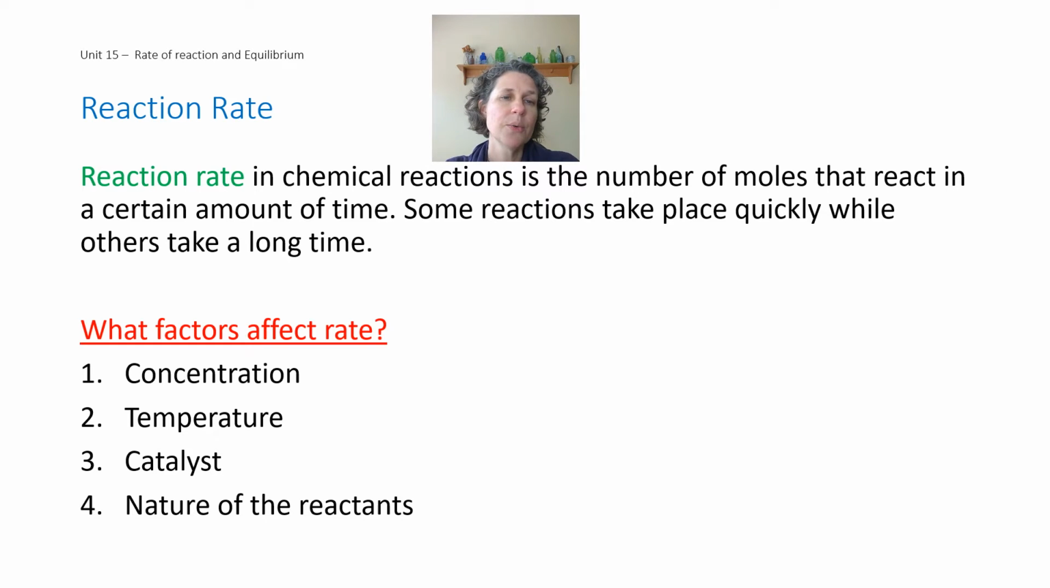And so with reaction rate, you are basically seeing how long it takes for a reaction to happen, how long it takes for the moles in a solution or in a compound to react. And it can take a really quick time, like almost instantaneously, or a lot longer than that. It just kind of depends on what you're doing.